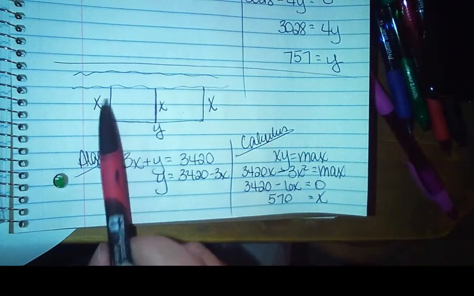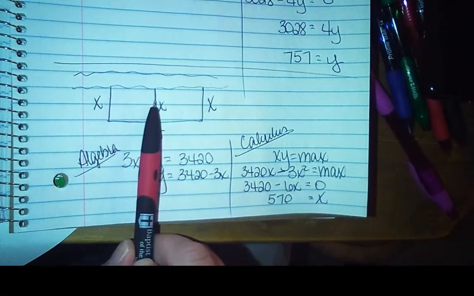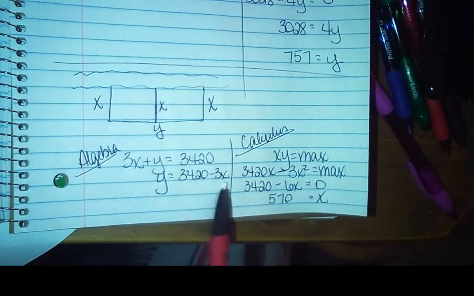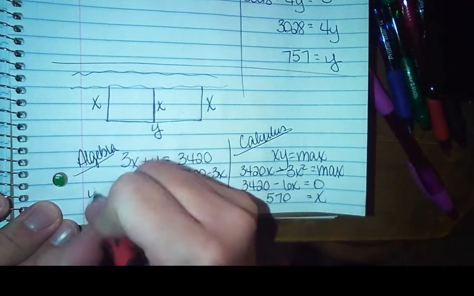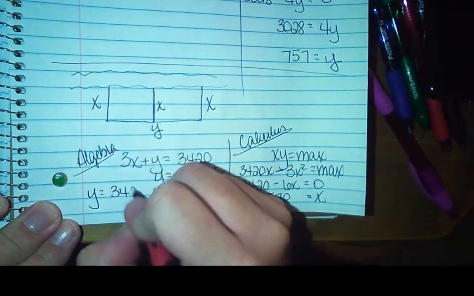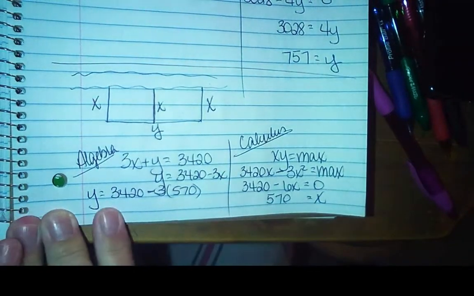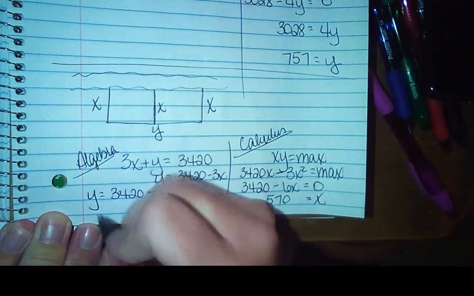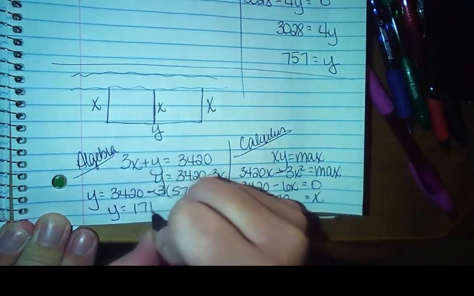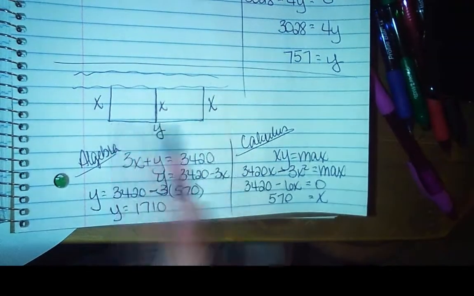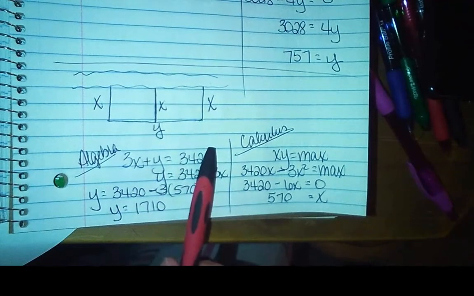I know that this is 570, this is 570, and this is 570. I need to know how much y is. So put your 570 right here. So y equals 3,420 minus 3 times 570, which is going to be 1710. So y is 1710. Okay, so this is 570, 570, 570. That's 1710. So you've got all your fencing used, and you've got maximum area for all the cows to eat their stuff. All right, so we're going to come back for one more video.